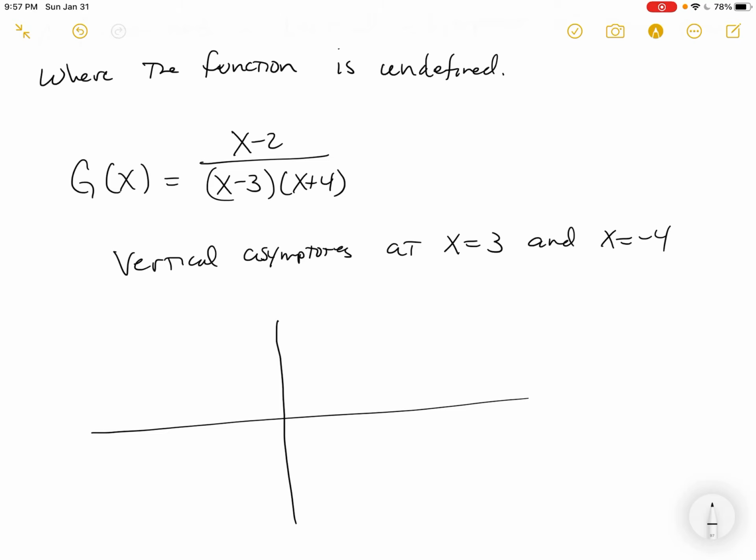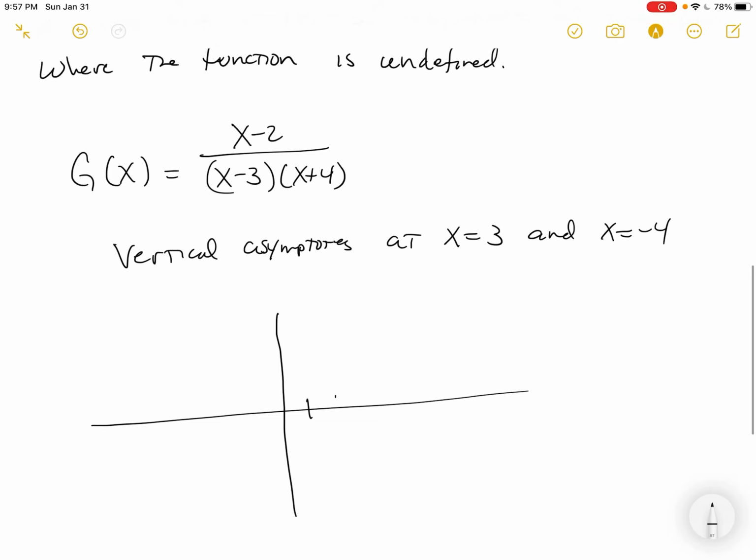What I know is, from the top, if I plug in 2, the value is going to be 0. Do you see that happening? G of 2 is 0. 2 minus 2 over some non-zero stuff is going to be 0 over some non-zero stuff, and that's going to be 0, right? And so that's where it's crossing right there.